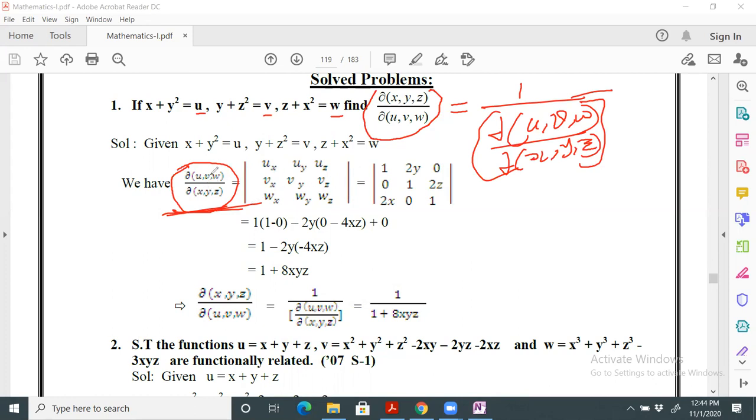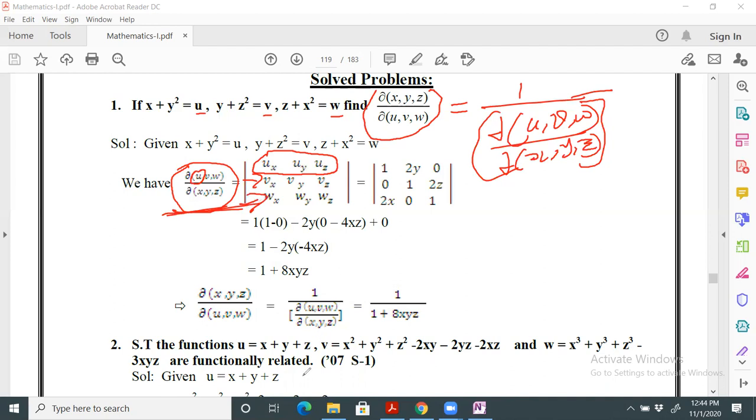How to take a 3 by 3 determinant? First the u combination: dou u by dou x, dou u by dou y, dou u by dou z are the first row elements. In the same manner, dou v by dou x, dou v by dou y, dou v by dou z are the second row elements, and these are the third row elements.